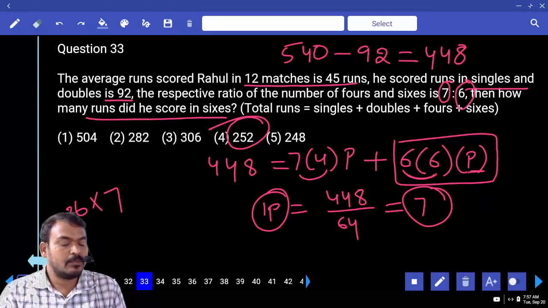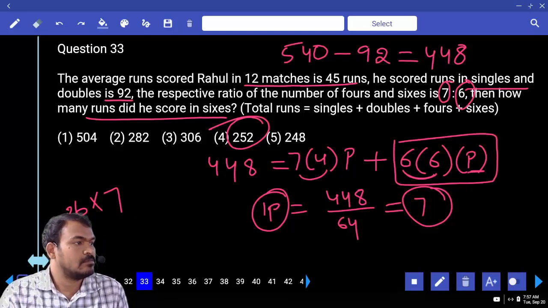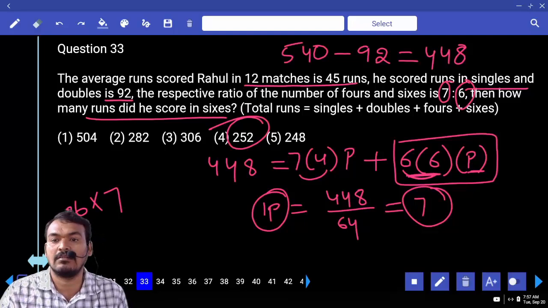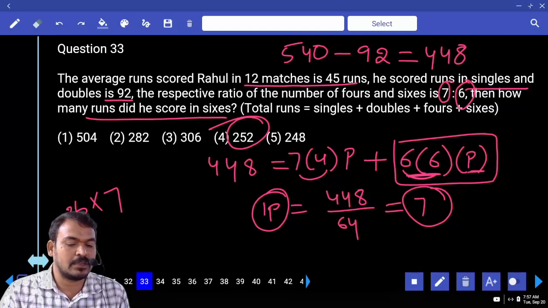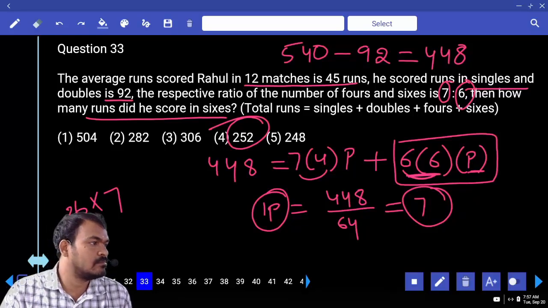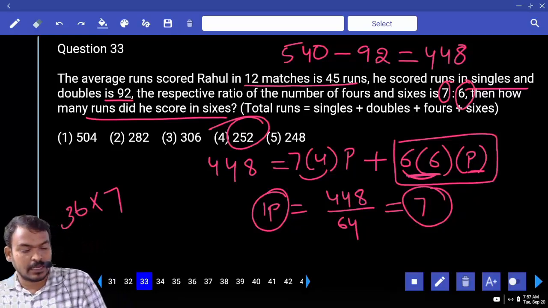Verify the 6 multiple, but 3 options are possible. 6s runs means it is 6 into 6, or not? Means it is a 9 multiple or not? Verification of the 9 multiple: the first option is a 9 multiple, the second and third options are also 9 multiples, the fourth option is also a 9 multiple or not?